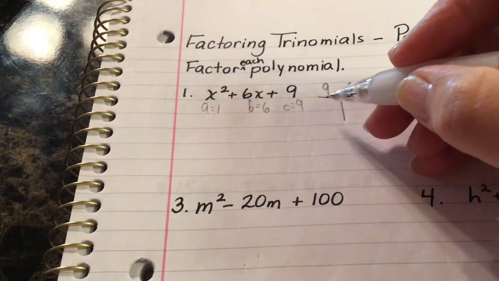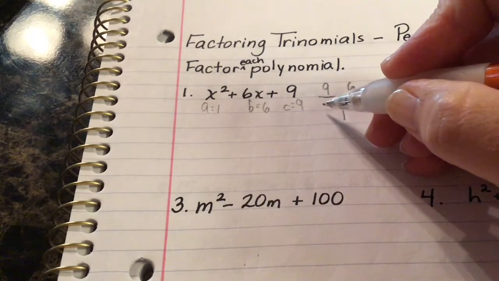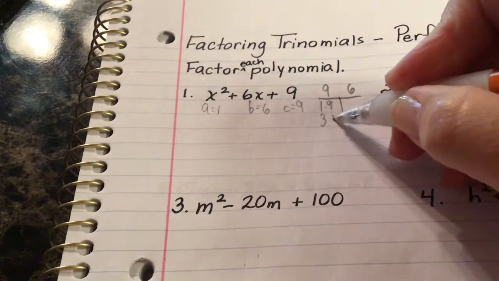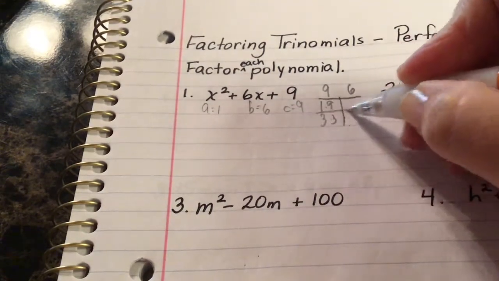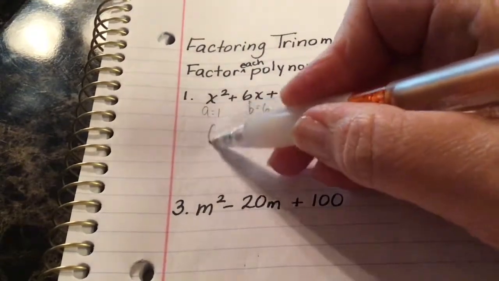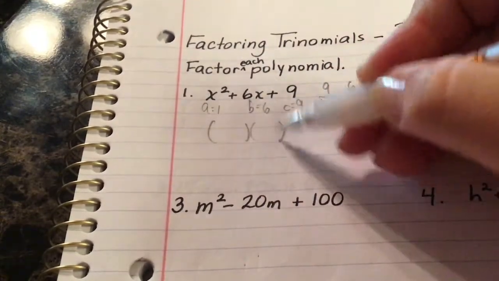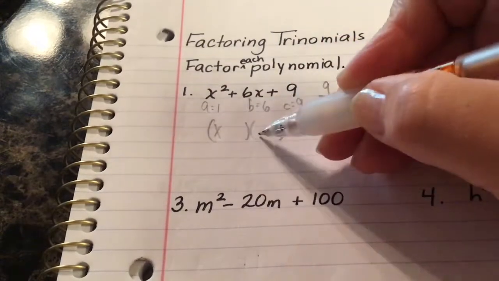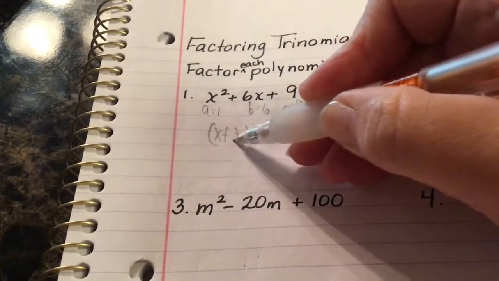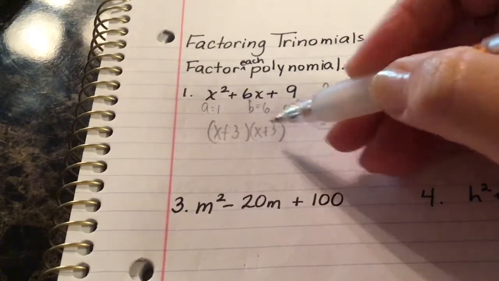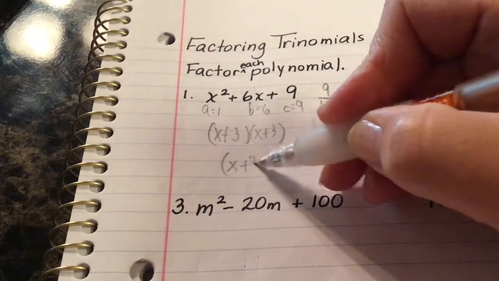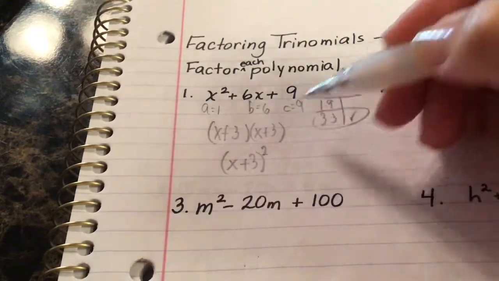Okay, now I'm going to think of factors of 9. 1 times 9, 3 times 3. And 3 times 3 is what works. So this factors into two binomials. Use the middle variable, positive 3 and positive 3. And ironically, I thought about it after I wrote what I had written at the top of the paper, that I wrote down the answer to my first problem, which is perfectly fine.